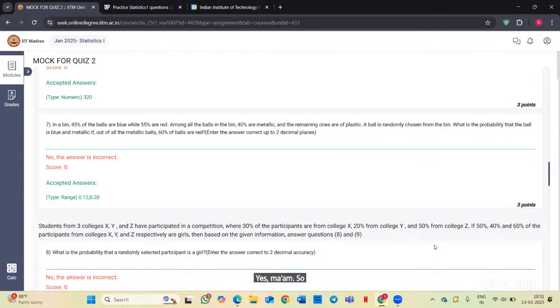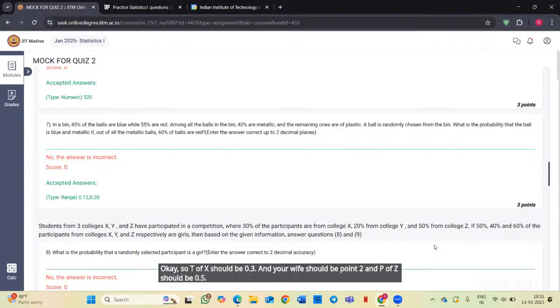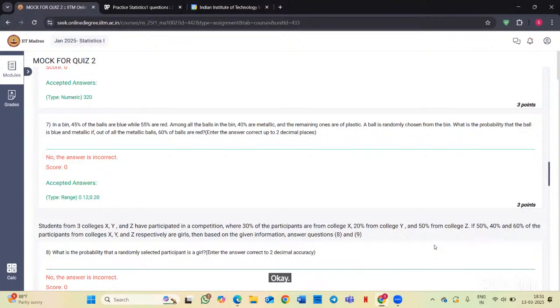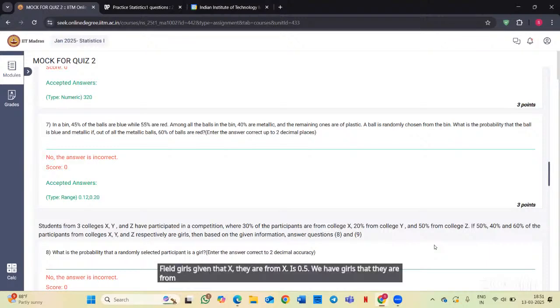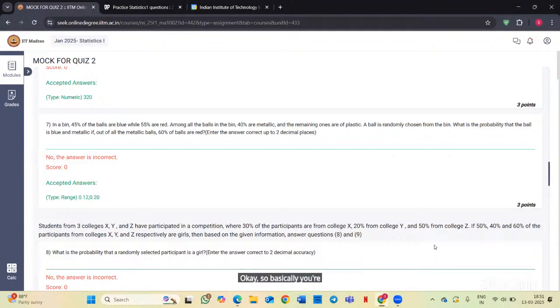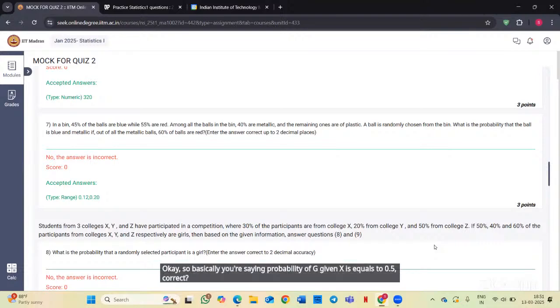P of X should be 0.3, P of Y should be 0.2, and P of Z should be 0.5. And P of girls given that they are from X is 0.5. P of girls given Y is 0.4. P of girls given Z is 0.6. So basically you are saying probability of G given X is equal to 0.5, correct? Yes, ma'am.